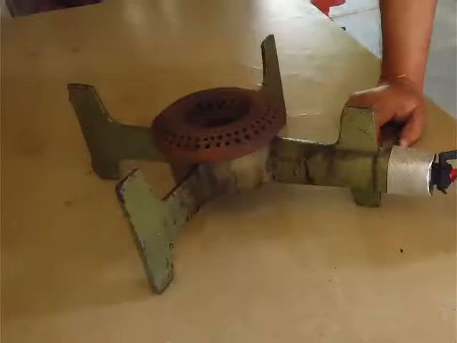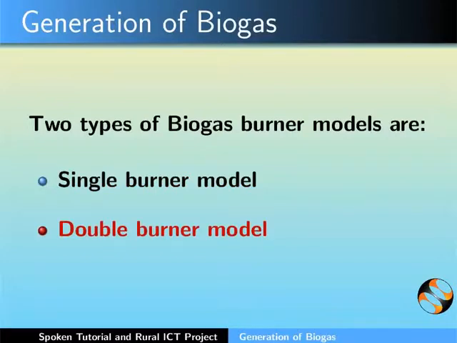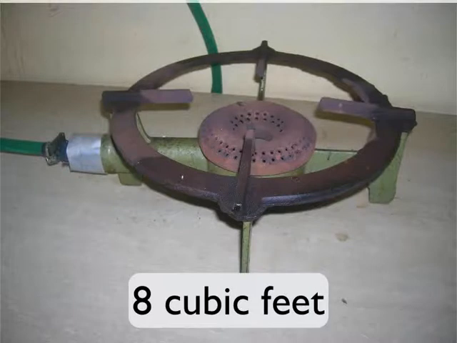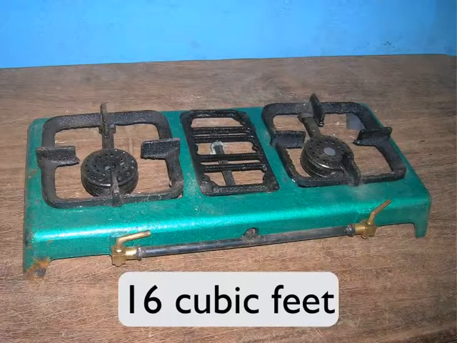For using biogas, it is best to buy a burner made of cast iron due to its durability. It is to be noted that, like LPG stoves, biogas stoves are also available in single and double burner models. Single burner stove is of 8 cubic feet size and double burner stove is of 16 cubic feet size.